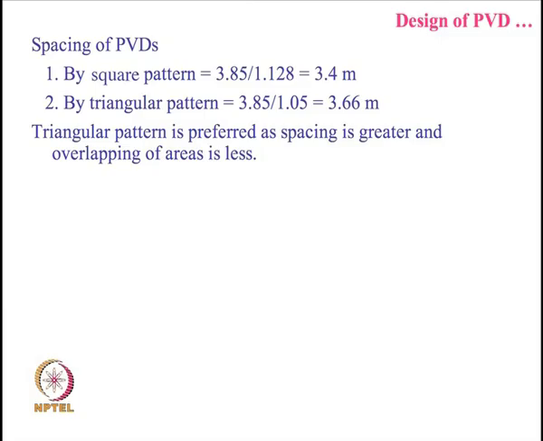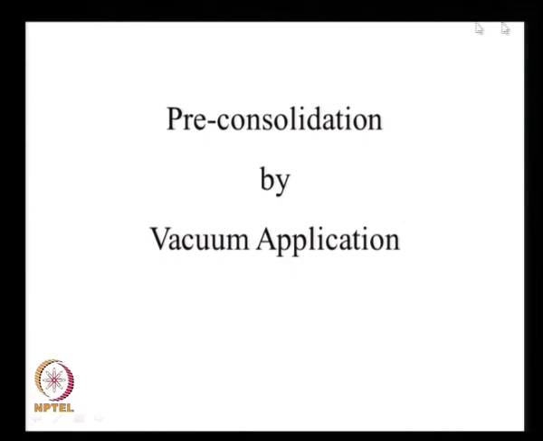After we determine the diameter of the unit cell area, now we can determine the spacing in the square and triangular patterns. In the square pattern, the spacing is 3.4 meters, and in the triangular pattern the spacing comes out as 3.66 meters, and between these two we prefer the triangular pattern because the spacing is larger and also the coverage is much better. So, we get better efficiency by using a triangular pattern.